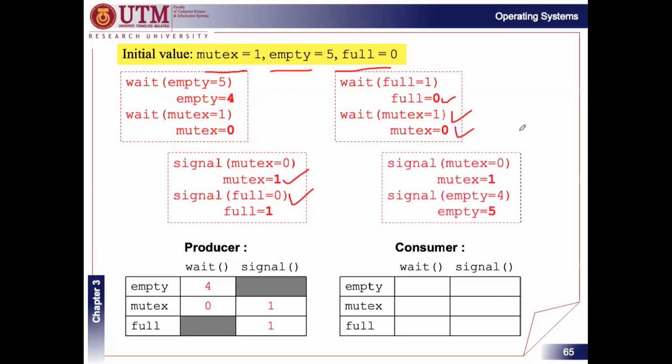Okay, and then after that, signal, okay, mutex equals 0 and then mutex equals 1, and then signal, and then empty is 4, and then increase the number, increase by 1 for the signal, which represents the empty variable. And so this is the value they got after produce. After that, we start to consume. Okay, produce first and then consume after that.